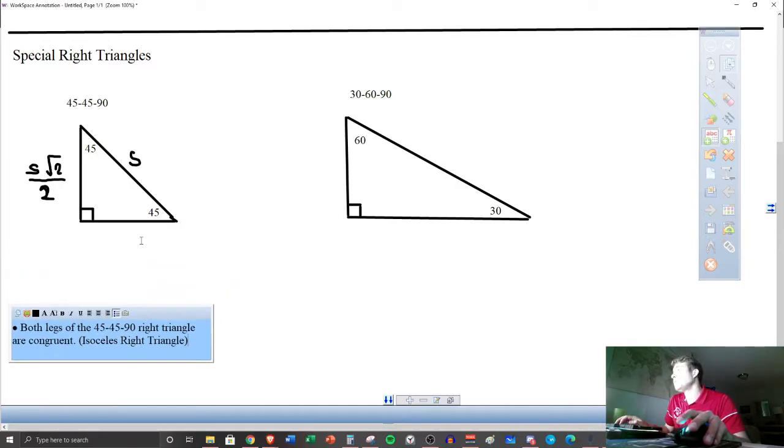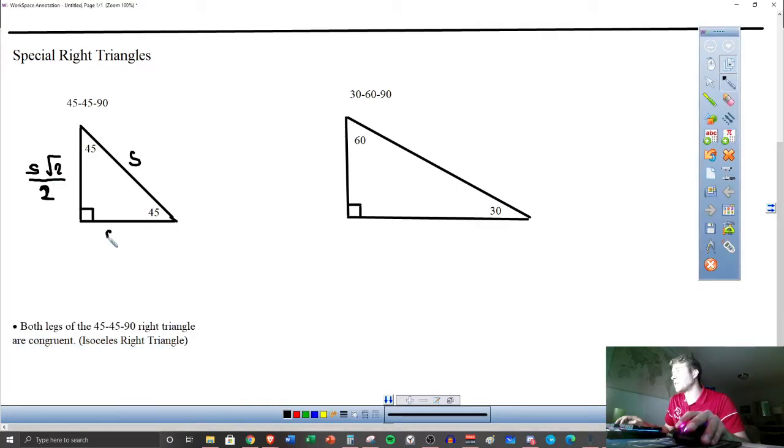So what does this mean? What's going to go down here? Well, the exact same thing is up here. It's the same relationship. S times square root 2 over 2. All right, so this is in fact very helpful for us to solve these problems. Okay, so let's look at our example.